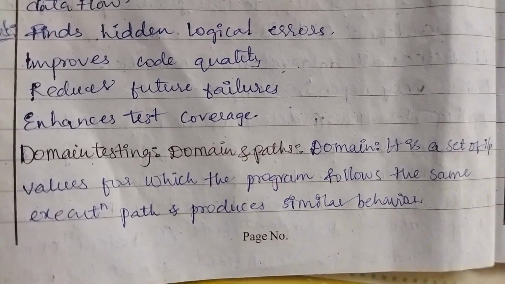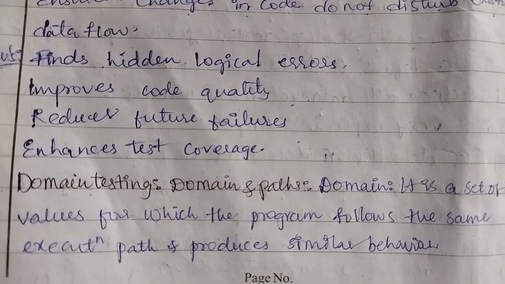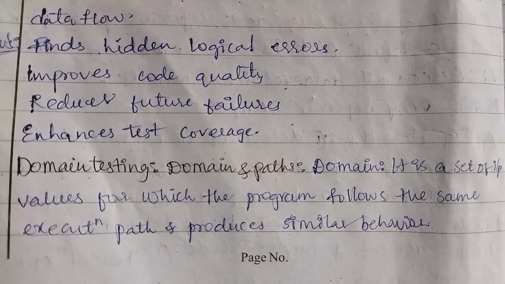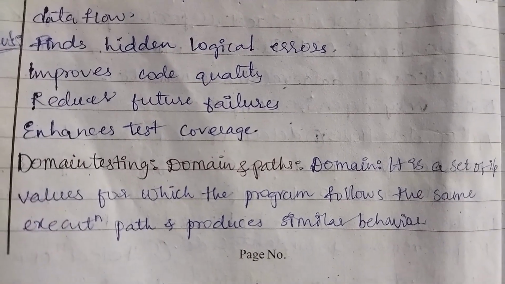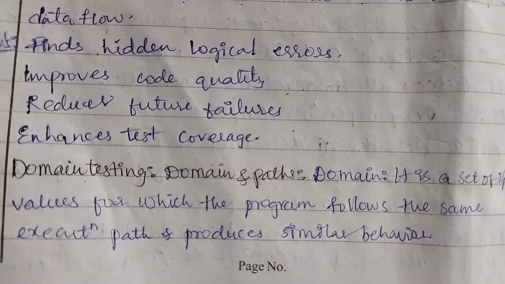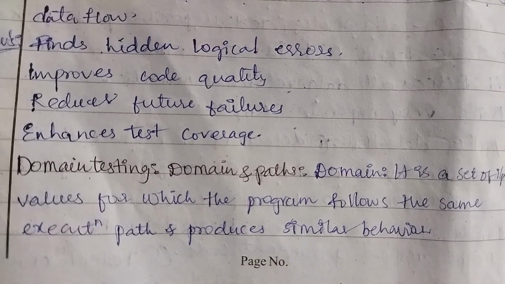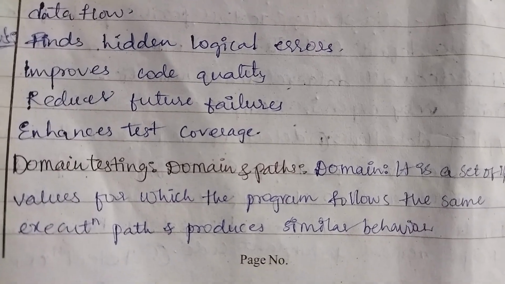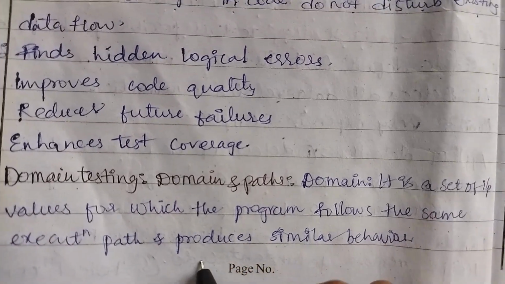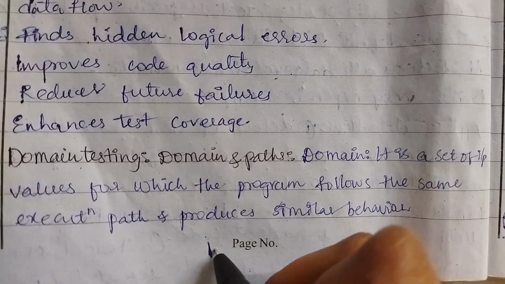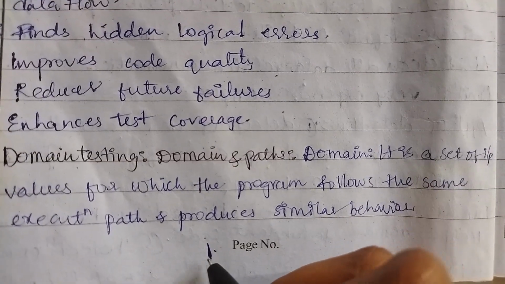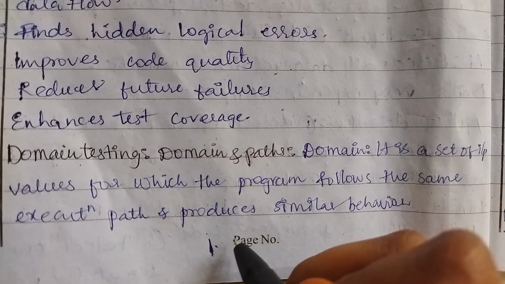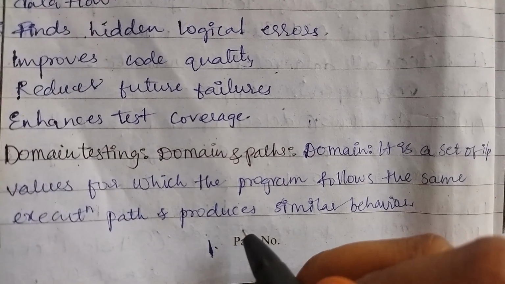Domain testing is a separate concept. Domain and path: a domain is the set of input values for which the program follows the same execution path and produces similar behavior. Each domain corresponds to one path of the program, and a change in input that changes the path means a change of domain.